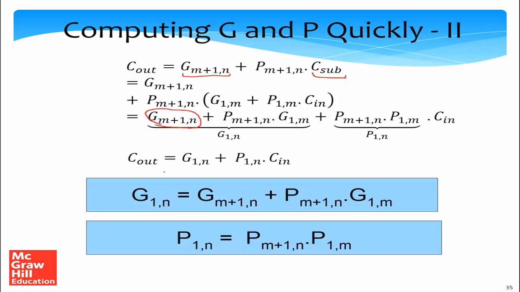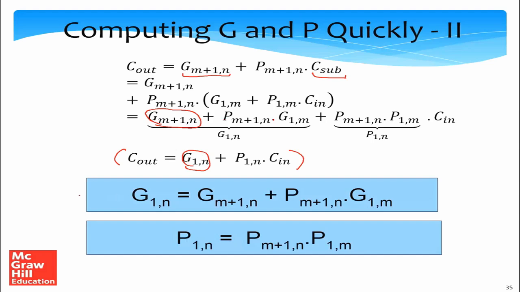That's the only two ways. So what we can write ultimately, C out is g1n plus p1n and C input, where the generate function for the n bit system can be represented as a function of the generate and propagate functions of the first m bits and the remaining n minus m bits.